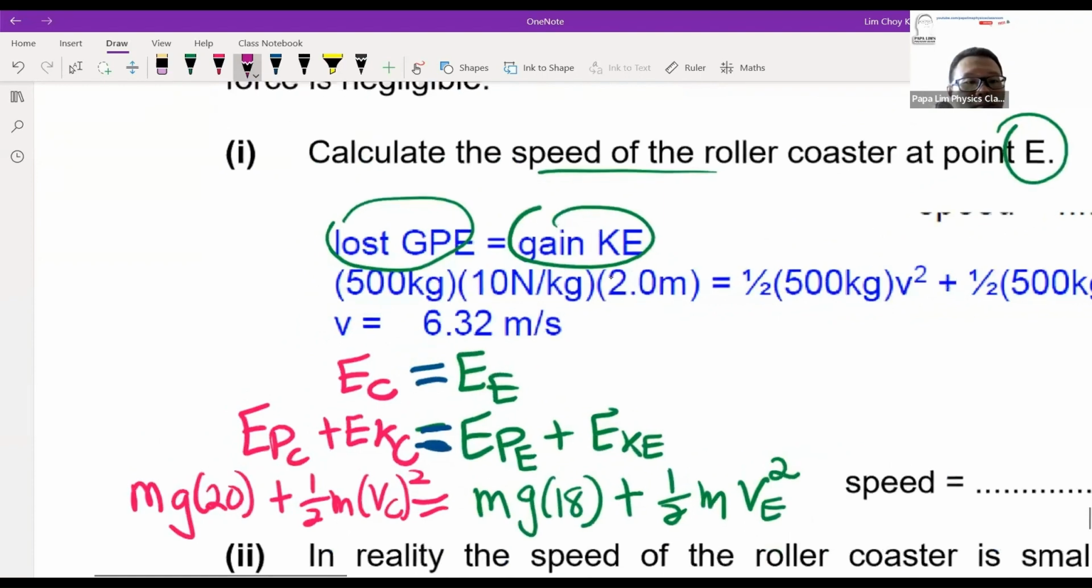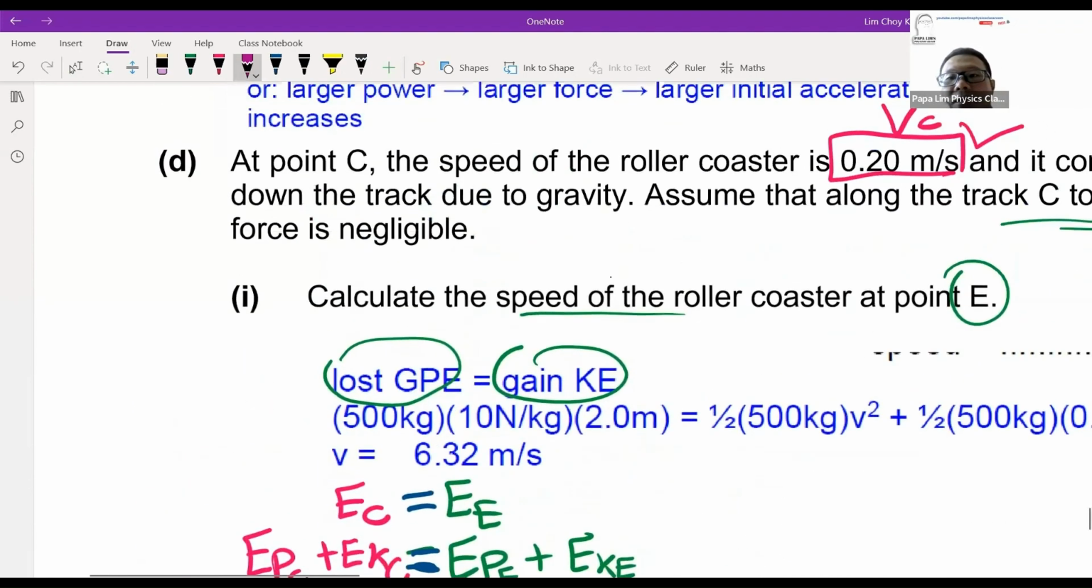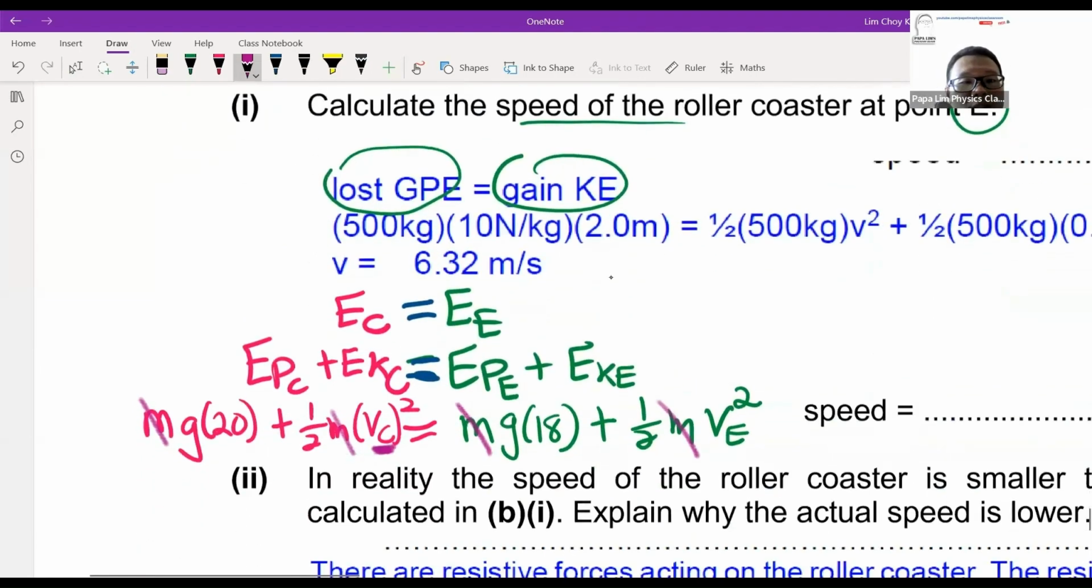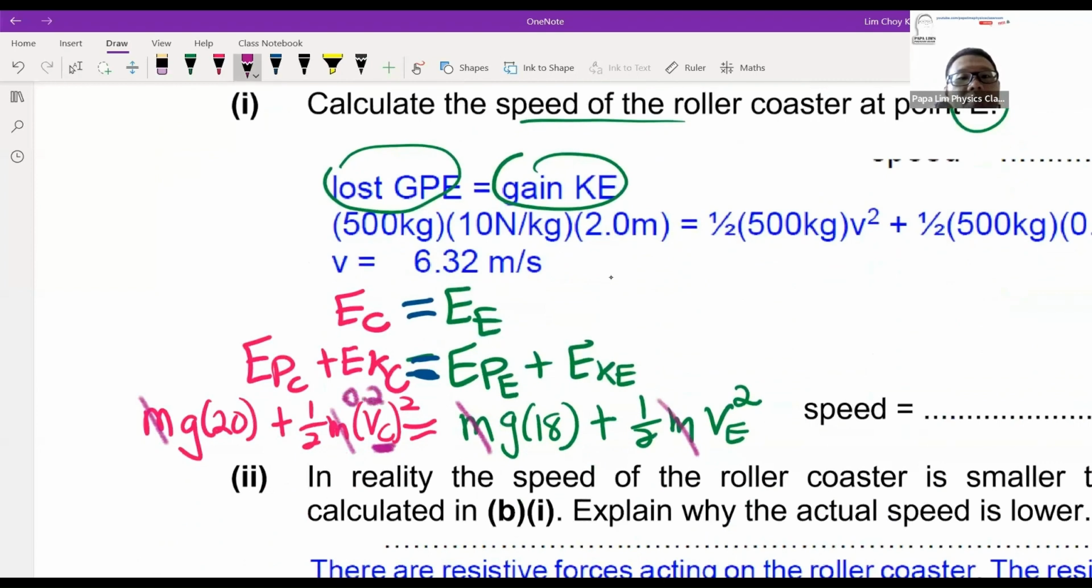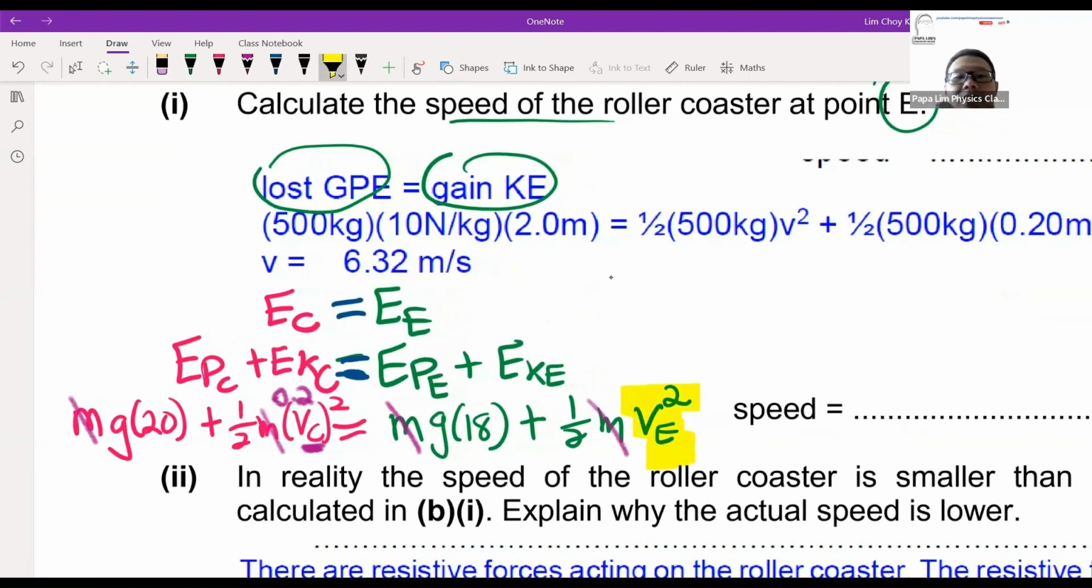The most obvious one is the mass. I can cancel out the mass because it's a common factor. Remember, VC is given. This is your 0.2 meters per second, so you can substitute the number 0.2 here. All the numbers are given. If you rearrange, you should be able to arrive at your VE, which will be the same answer as 6.32.